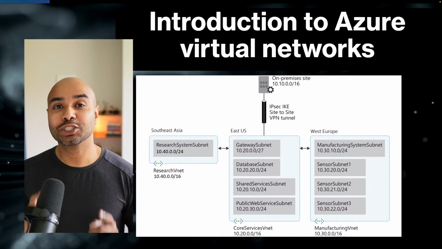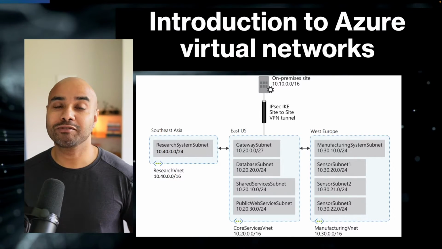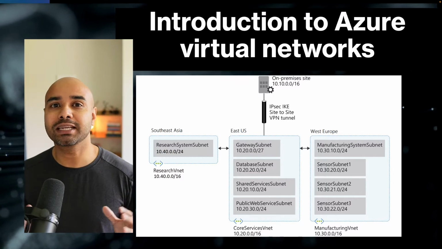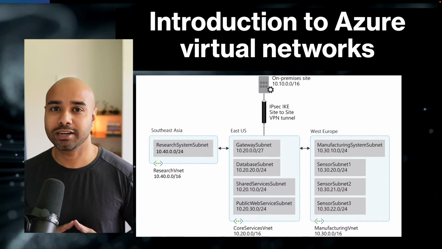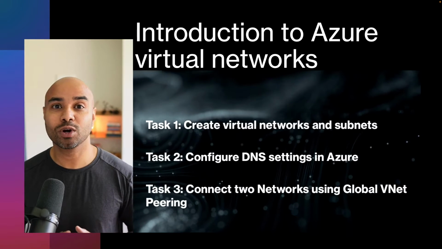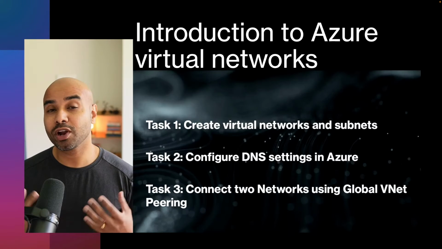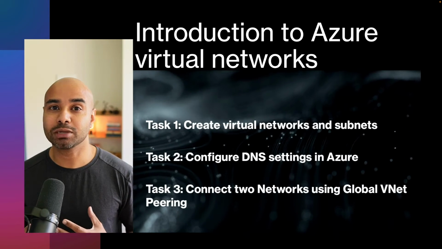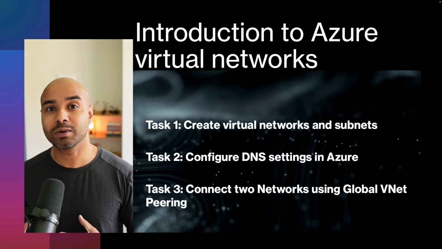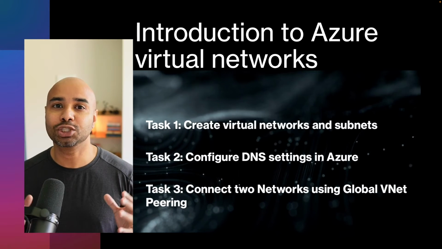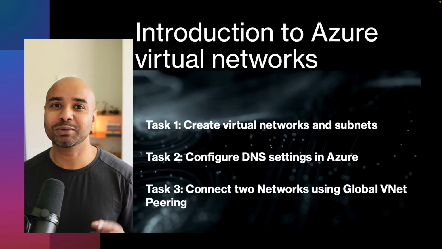Hello everyone. So in this lab exercise, I'm going to give you an introduction to Azure networking. And this is a complete hands-on lab on Azure networking introduction. Within this lab exercise, we are going to create virtual network and subnets. We're going to create DNS settings in Azure, and we are going to create a couple of virtual machines placed under these virtual networks. And we're going to use the global vNet peering to connect these two resources. And let's go and do that.